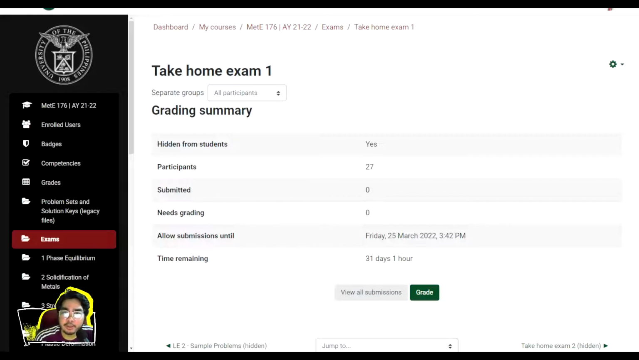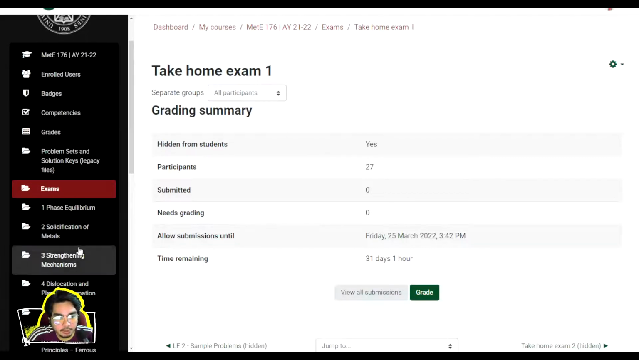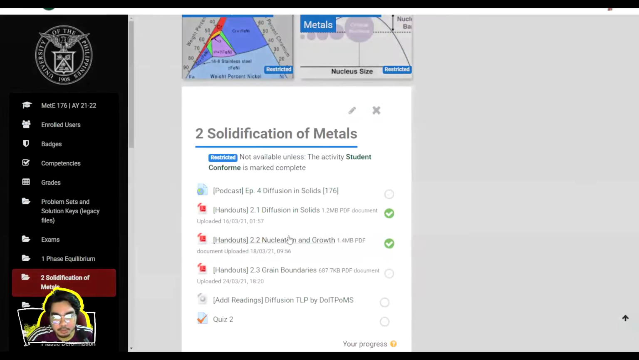Kung meron na tayong growth sa ating, wait lang. Iba ata yung pinapakita ko sa screen. Ito pala dapat.